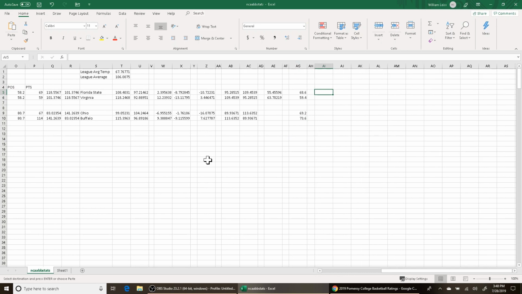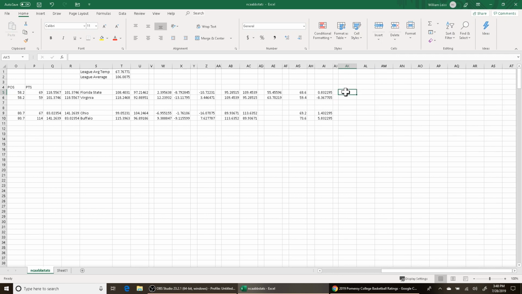It's the same concept. You calculate the deltas, AG5 minus T1. So Florida State played faster than the league average. To no surprise, Virginia played a lot slower than the league average. Ohio and Buffalo both played faster than the league average. So we got the deltas in there, and now we're going to combine the two deltas.